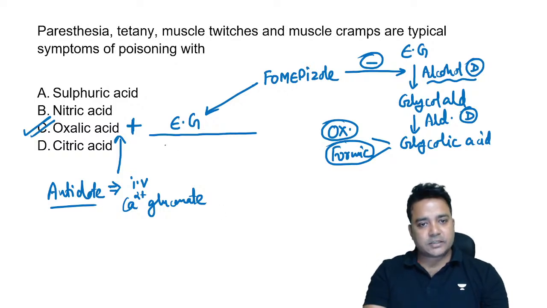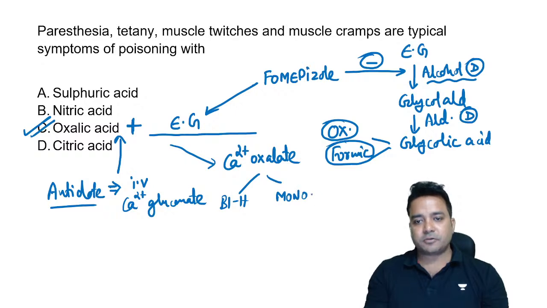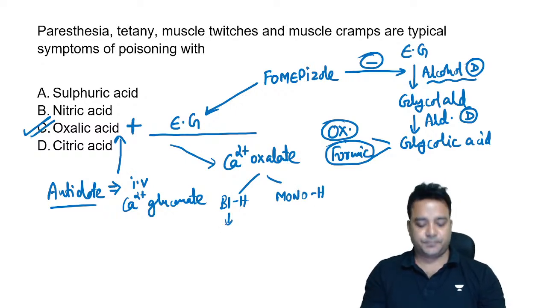And both of these agents can form which crystals? Calcium oxalate crystals in the body. Now these calcium oxalate crystals are of two types, bihydrate crystals and monohydrate crystals. What is the shape of the bihydrate ones? Bihydrate ones are shaped like an envelope, envelope shaped. An envelope has got bisecting lines. You will remember this, bisecting lines goes with bihydrate.